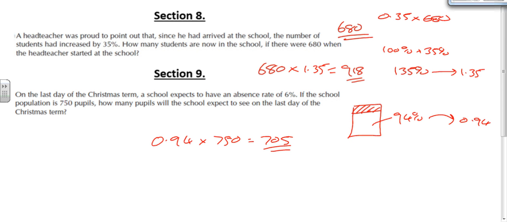Doesn't matter which way around you did that. If you got the correct answer, fantastic. Well done if you got them all correct.